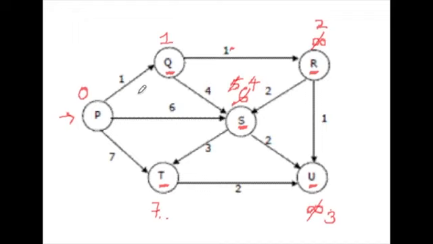Right? So now here you can see that all the vertices are labeled with their shortest paths. From P to Q it is 1, from P to R it is 2, and that is coming via Q. Then P to U is 3, that is coming via Q and R. And from P to S it is 4, it is coming via P, Q, R and then S. And from P to T it is 7 and it's a direct edge path.